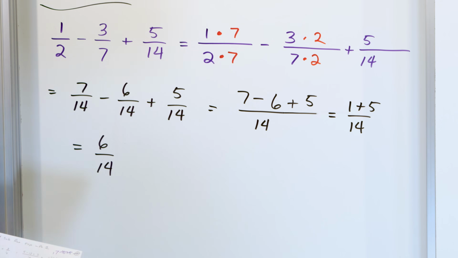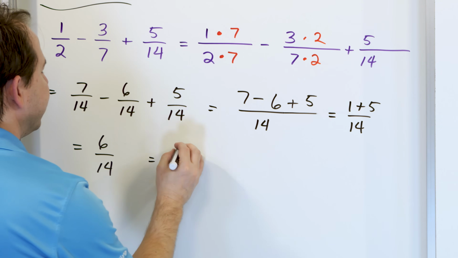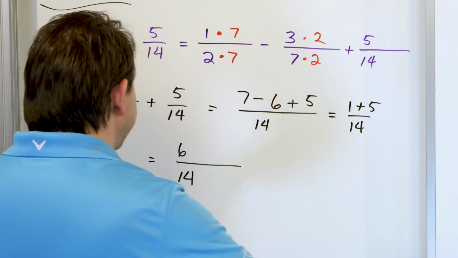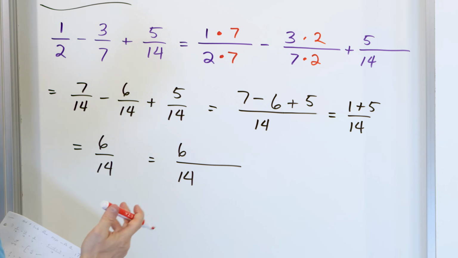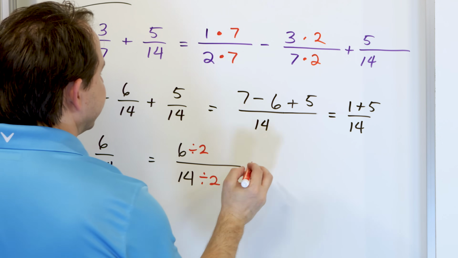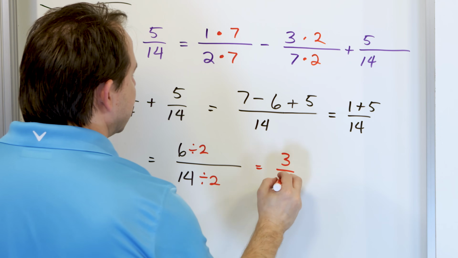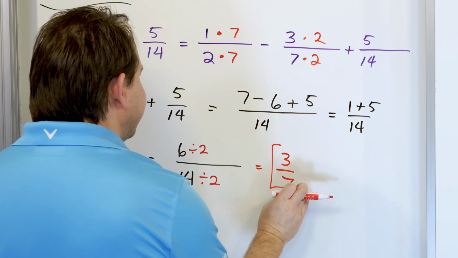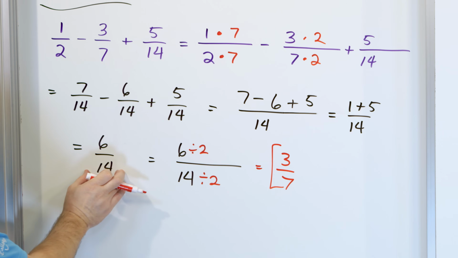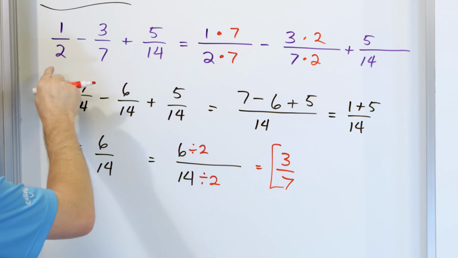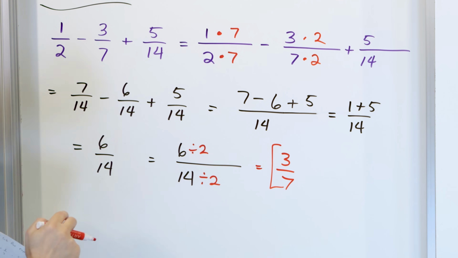Now you might say you're done, but we all want to simplify fractions, right? So let's make 6/14 simpler. How do we simplify that? Well, we can divide top and bottom by anything we want. Let's divide by 2. 6 divided by 2 is 3. 14 divided by 2 is 7. So the answer is 3/7. So 3/7 is exactly the same fraction as 6/14, which is exactly the same as all of this, if you were to add or subtract all of these.